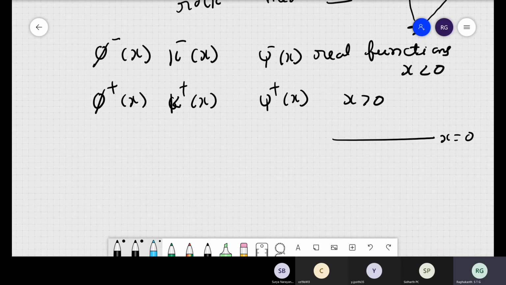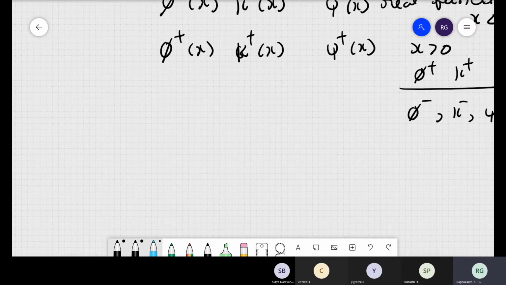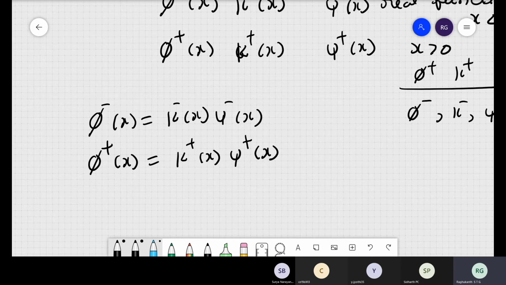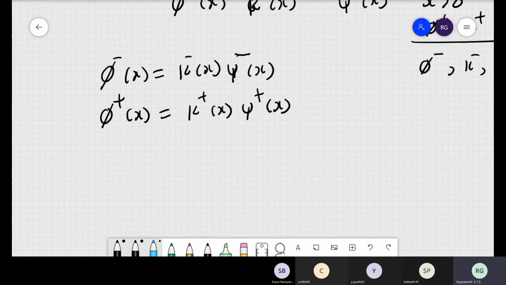So this is your x equal to 0. Less than 0, we have phi minus, k minus, psi minus. Here we have phi plus, k plus, psi plus. Now x equal to 0 is the interface, where we have a welded interface kind of a thing. So now our boundary condition is... we can also write this. Suppose this phi minus of x, I can write as k minus of x into psi minus of x. Similarly, phi plus of x is k plus of x, psi plus of x. So these are the equations for the above material, then for the below material.